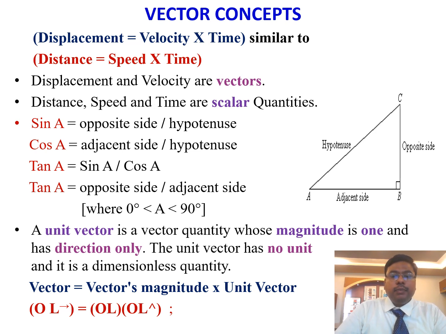A unit vector is a vector quantity whose magnitude is 1 and has direction only. The unit vector has no unit and it is a dimensionless quantity. So a vector is equal to the vector's magnitude into the unit vector. Suppose OL is a vector. OL vector is equal to OL magnitude into OL unit vector.